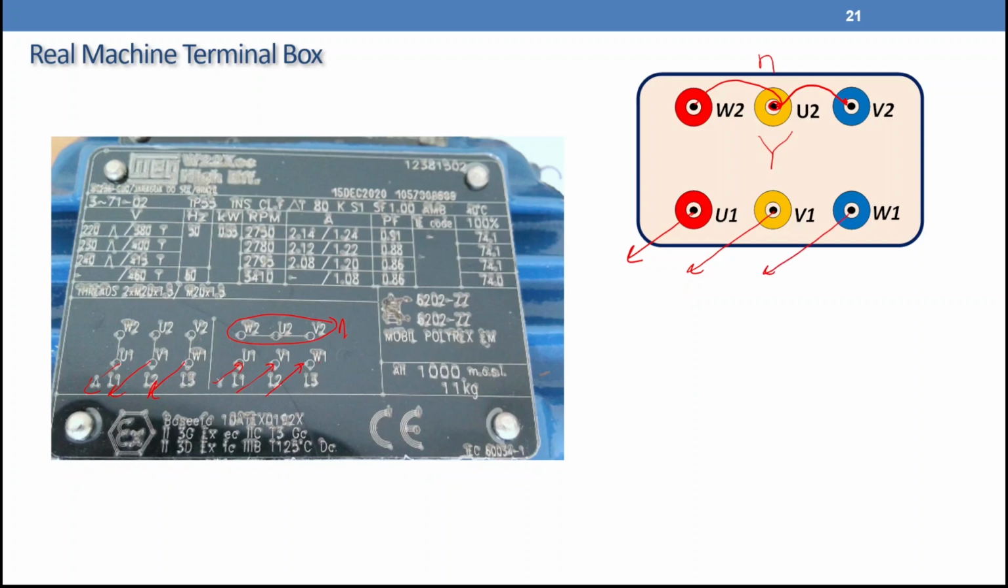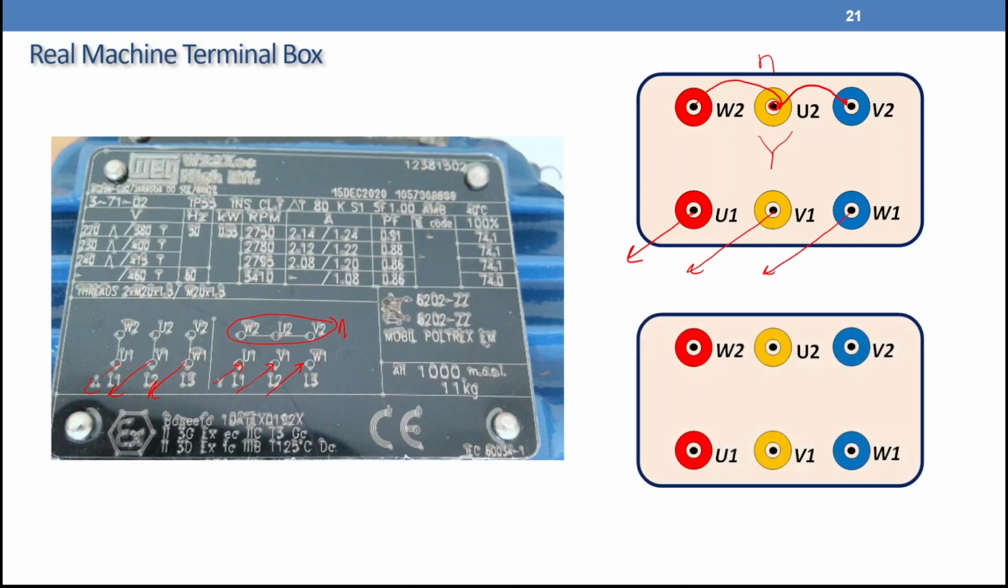Then you feed the motor from here, U1, V1, W1. If you like to make a delta connection, what you do is just connect this point to this point: the start of winding U with the finish of winding W, the start of winding V with the finish of winding U, the start of winding W with the finish of winding V, and then you feed the motor from these points. That will be line 1, line 2, line 3, or we can call it ABC, UVW, whatever you like. So let's go to the real machine and look at the terminal box.